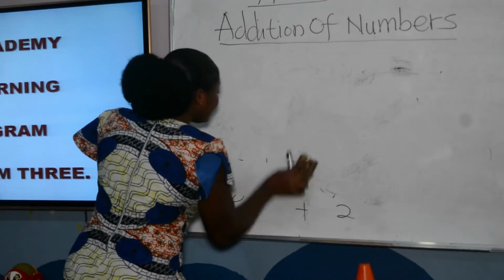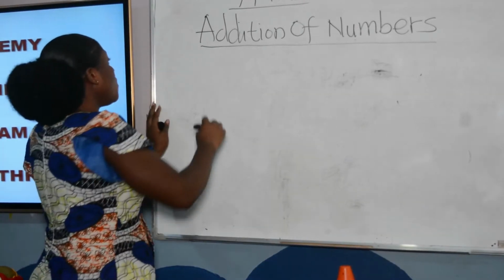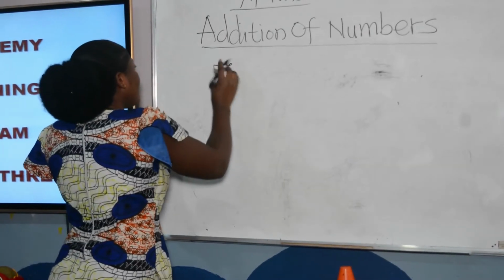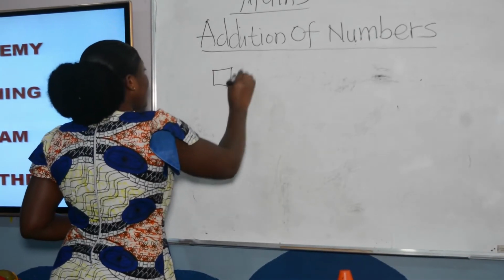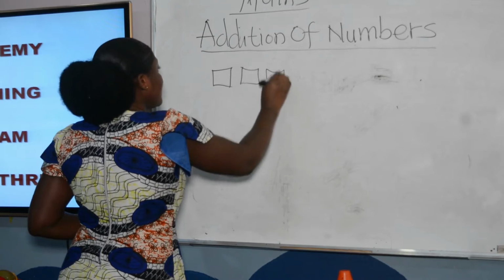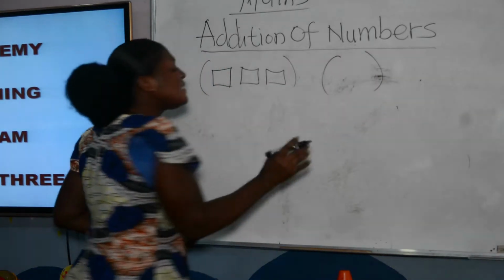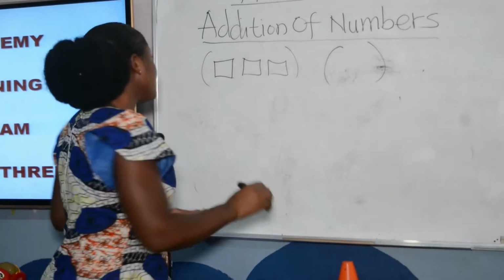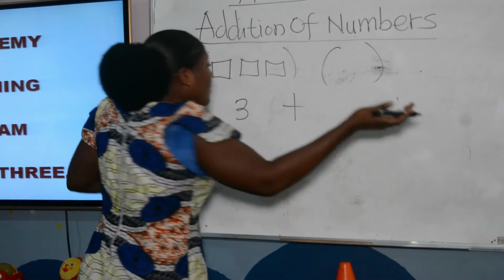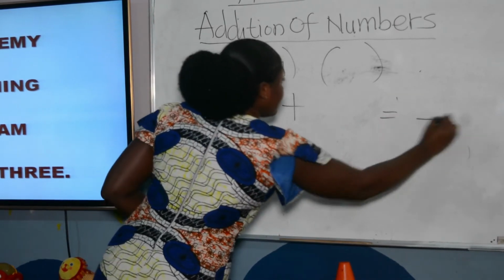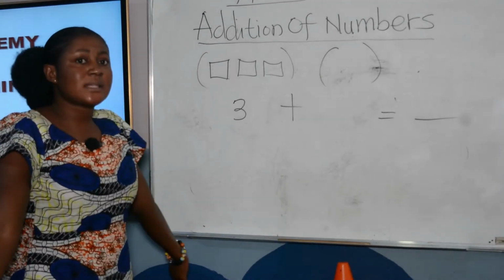Are you watching? Now this case is a different case altogether. We have square. Wait, let me draw it well for you. We have 3 squares here in a bracket. And then here in the bracket, we didn't see anything. So let's say this is 3 plus, we don't know what is there, equals dash. There is nothing here. So how are we going to add it?